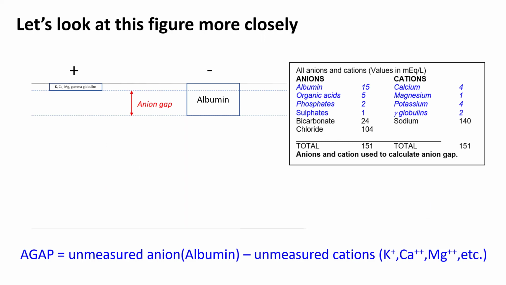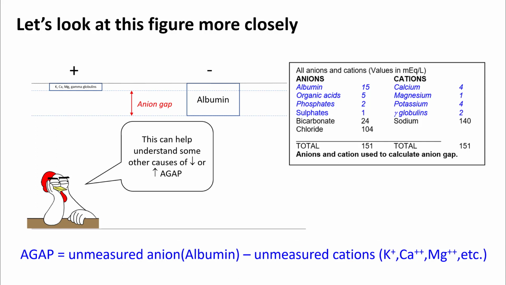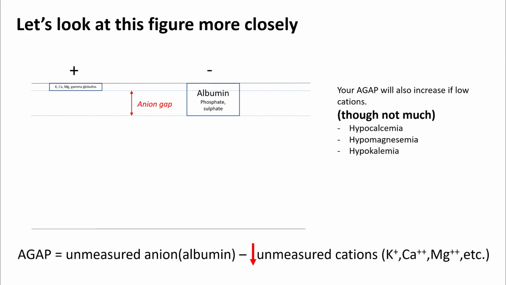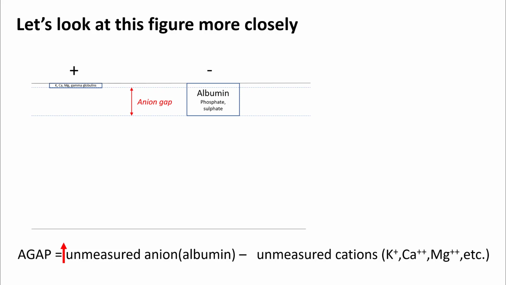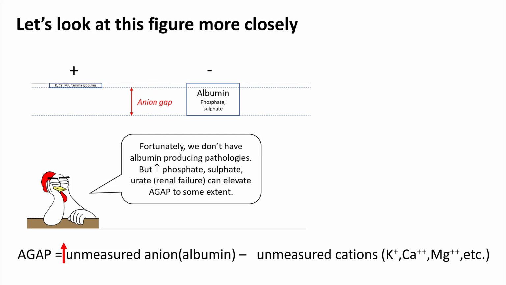Anion gap can also be seen as the difference between the unmeasured anions and unmeasured cations. And this can help you understand some of the other causes for increased or decreased anion gap. So you can have increased anion gap if you have low levels of unmeasured cations like potassium, calcium, magnesium. However, this is not much as these levels are very low. You can also have elevated anion gap if you have increased unmeasured anions like albumin, phosphate, sulfate, and sometimes this can be seen in renal failure, or if the patient is dehydrated, your albumin can be relatively higher. But these do not increase the anion gap by much.